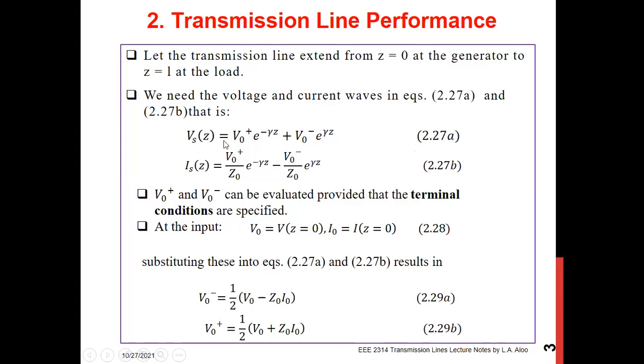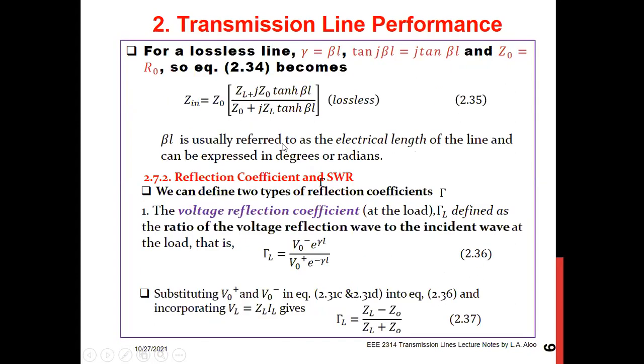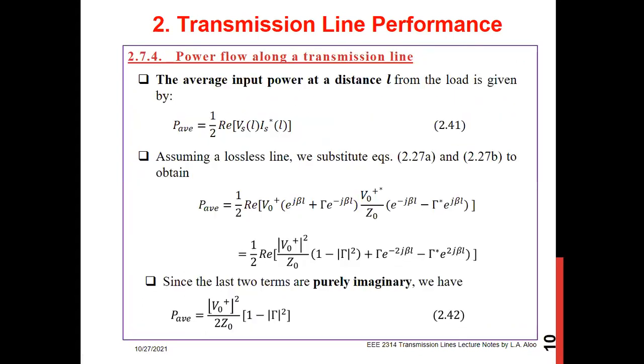Okay, but we can go for the real part only. This exponent is complex, so in the present equation, therefore, we can go for the real part. So the average power will be equal to a half of the real part of V naught positive into exponential J beta L plus tau exponential negative J beta L times V naught positive, the conjugate over Z naught. This one here actually is the current.